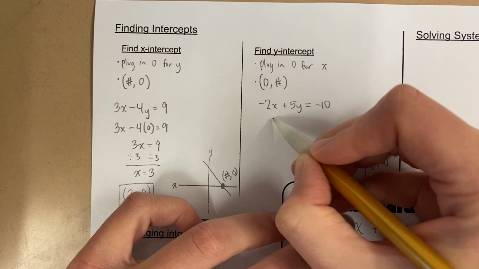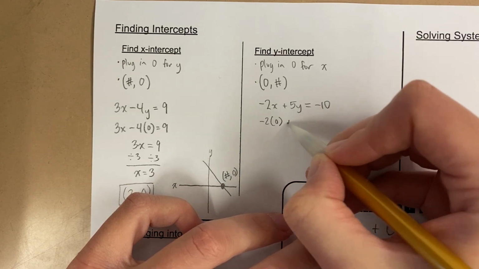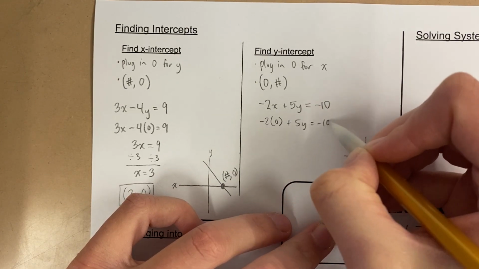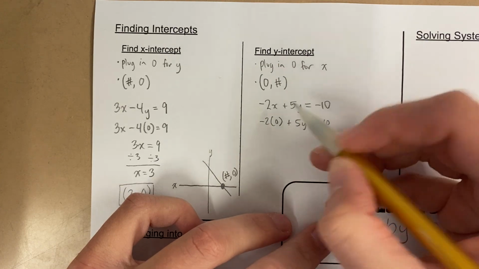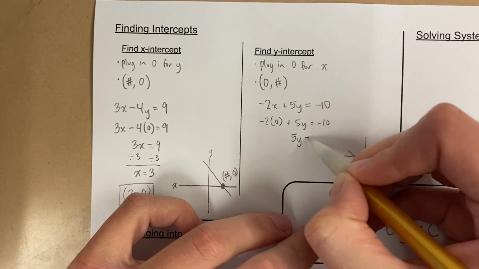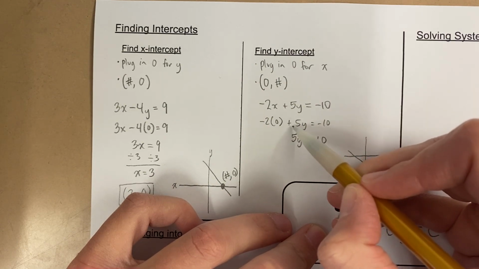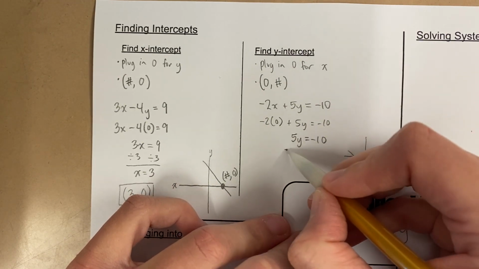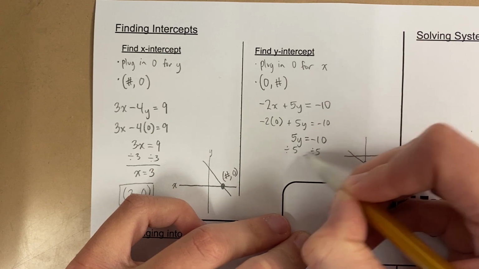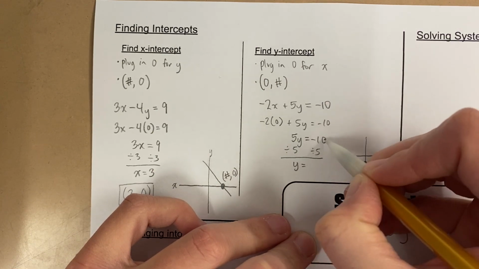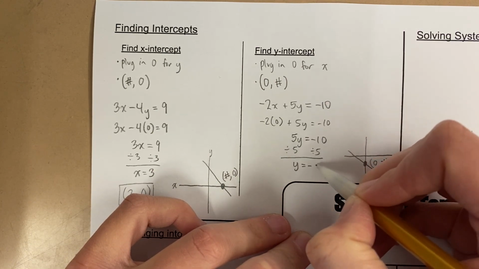So as an example, that might look something like this. Let's say I plug in 0 for x here. That's -2 times 0, that's 0. This is 5y equals -10. Careful here, a really common mistake, if this is a negative, is just forgetting to bring it down. So just watch for that. In this case, it's positive, so not a concern. Negative divided by positive is negative, 10 divided by 5 is 2.